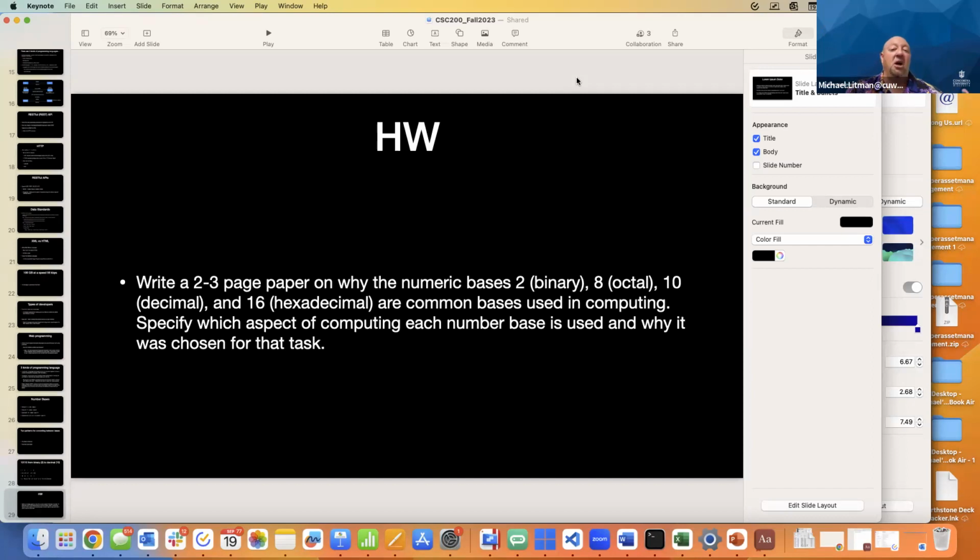Okay. So those are the obvious ones. One's the language of computers. One's the language of people. Okay. Now let's look at the other guys. So octal. Octal is actually probably the hardest one to conceptualize. So let's talk about that one next. So why is octal used in computing? Go ahead.